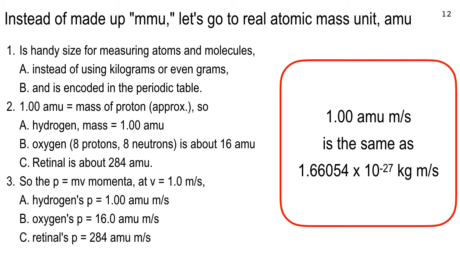Retinal, going at 1 meter per second, getting a bunch of bips from a bunch of photons of various sizes. If it's going 1 meter per second, its momentum is 284 AMU meters per second. All right?